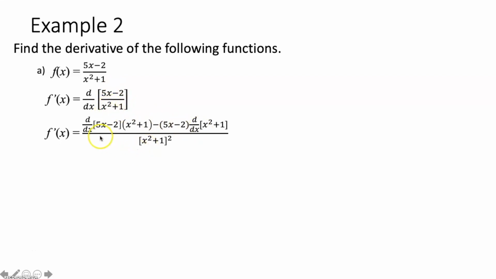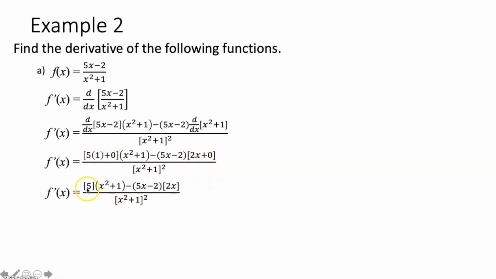So now let's simplify this. Derivative of 5x minus 2, we take the derivative of each term, so the derivative of 5x is just going to be 5 times 1, and derivative of 2 is going to be 0. Over here, the derivative of x squared is going to be 2x, and then derivative of 1 is going to be 0. We then simplify. 5 times 1 plus 0 is just going to be 5, and then 2x plus 0 is going to be 2x.